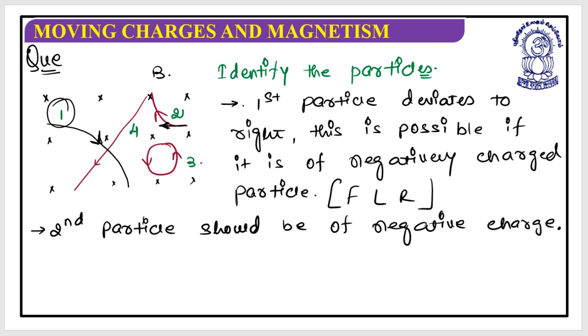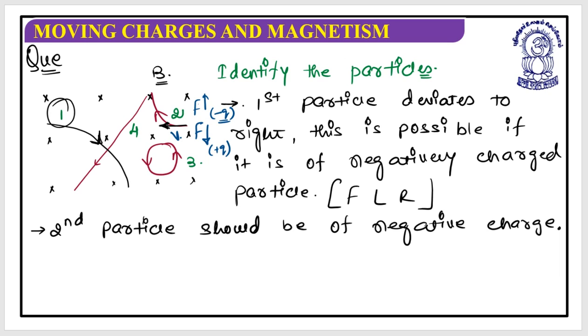How could I come to know? Have a look. This is the direction of B. This is the direction of velocity. So according to this, the force acts in the downward direction for the positive charge, here it is moving upward. That means the force is upward for the negative charge. I hope these things are clear.